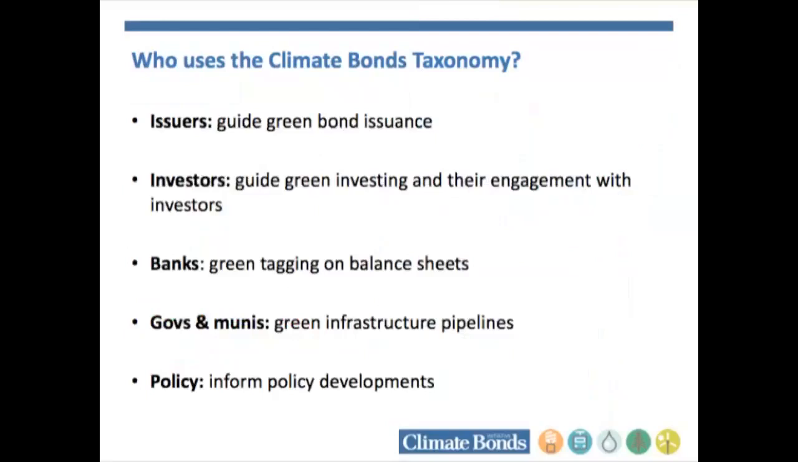And then just before we go into detail on what's actually included in the Climate Bonds Taxonomy, I wanted to talk a bit about who uses the Climate Bonds Taxonomy and how it was developed and kind of the history of it. So I think it's important to understand the kind of audience that this has been aimed at. So there's several different groups that the Climate Bonds Taxonomy is aimed to serve, and that's issuers, investors, banks, governments and municipalities, and also policy and informing policy development.